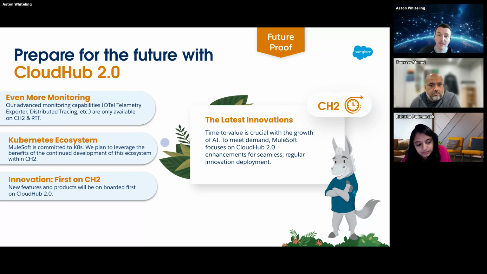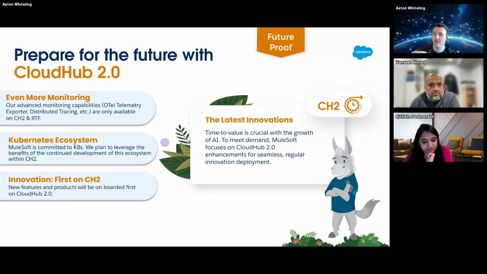A lot of these features are only available because of the Kubernetes architecture, and we're part of that ecosystem, expanding on it, and that is why all the innovation, all these new features are coming only to CloudHub 2 and RTF as well, which CloudHub 2 is built on.